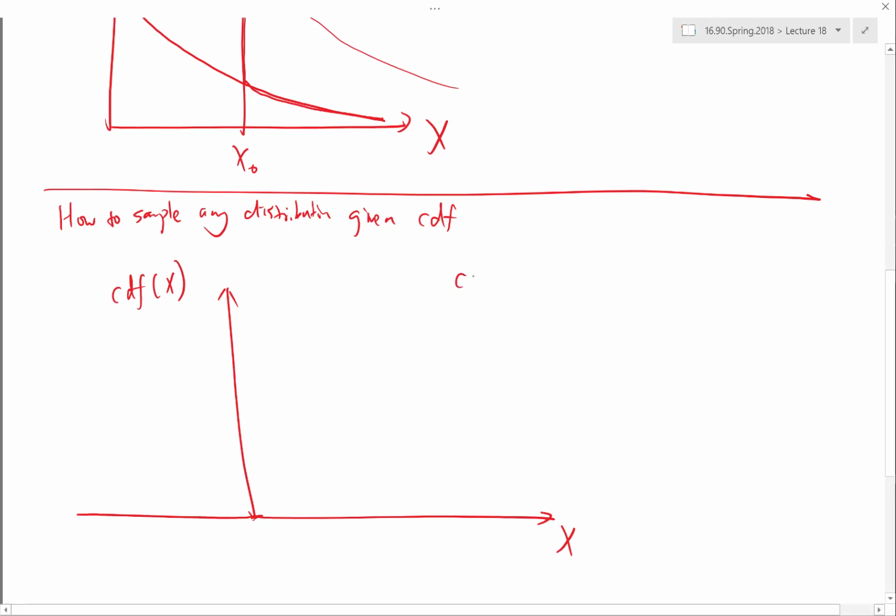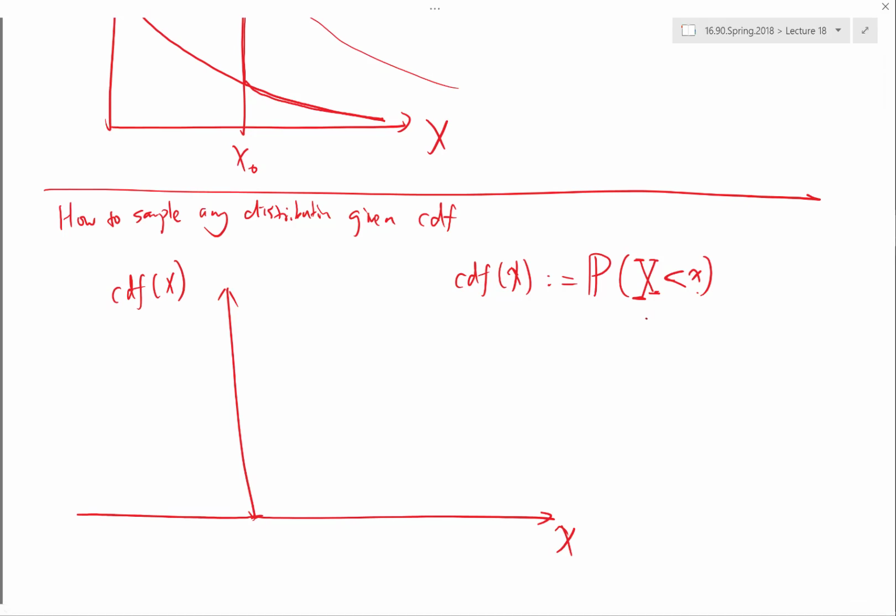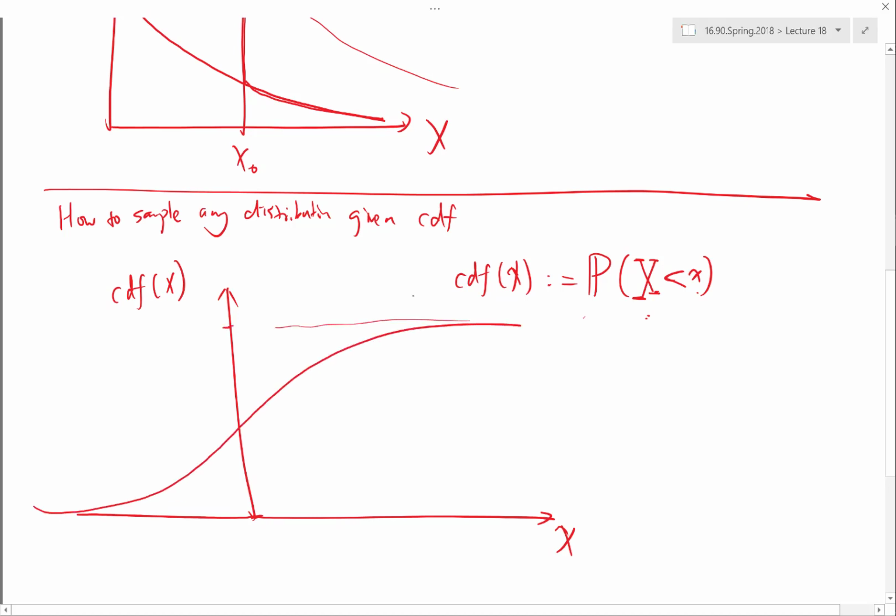CDF of x is defined as the probability that your random variable X is less than small x. That is why when small x is at minus infinity, the probability that the random variable is less than minus infinity is of course 0. So it always starts at 0 and ends, when small x is positive infinity, at 1, because the probability that my random variable is less than infinity is of course 1. So any CDF is going to be something like that, where this is 1.